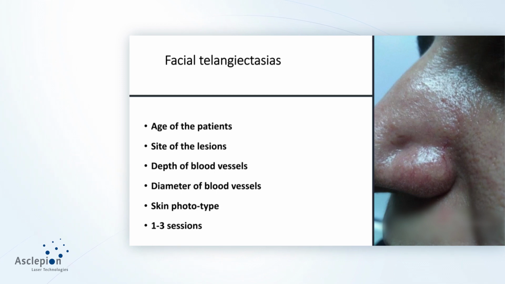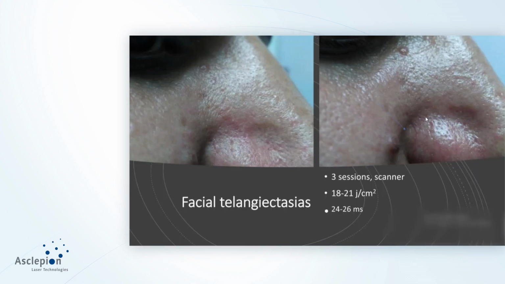When we treat telangiectasia in Egypt, we start at 18 J. In Turkey, we start at 28 J. In dark skin phototypes, we select low fluence and short and longer pulse durations. Usually, telangiectasia improves from 1 to 3 sessions only. This case received 3 sessions, starting from 18 to 21 J, with pulse duration from 24 to 26, and improved completely.